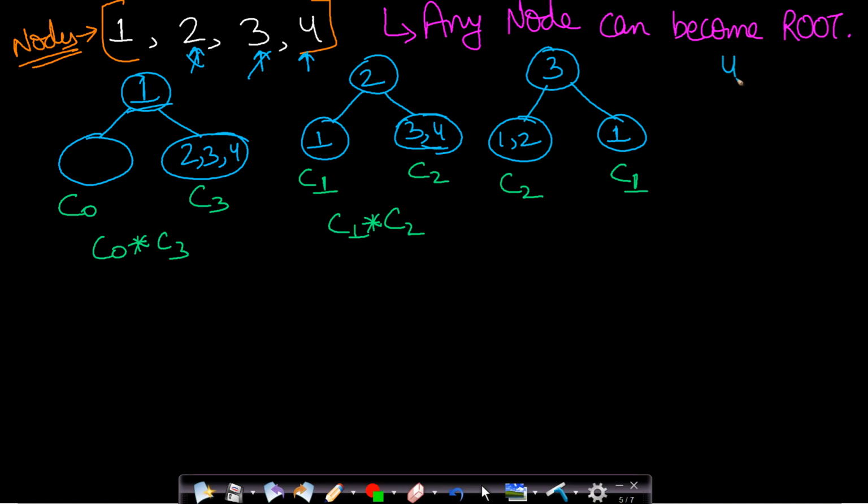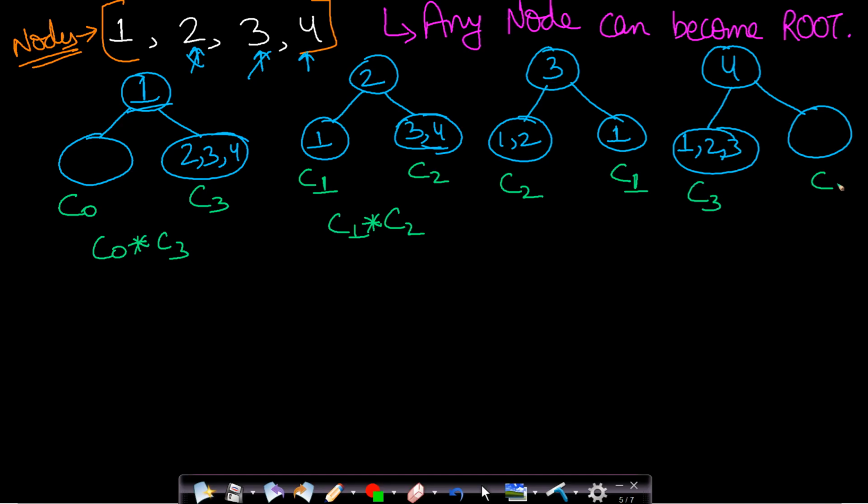So we will make node 4 the root, then on the left subtree you will have 1, 2, 3 and the right subtree will be empty. So the count will be C3 times C0. In the third subtree your total number of combinations will be C2 times C1, and in the fourth subtree the total number of combinations will be C3 times C0.